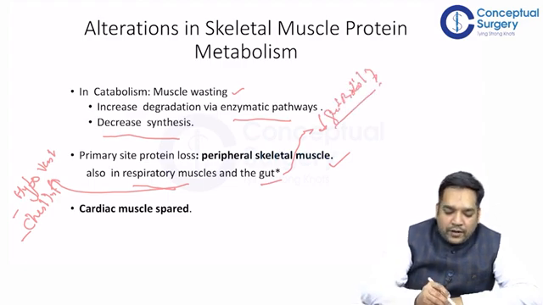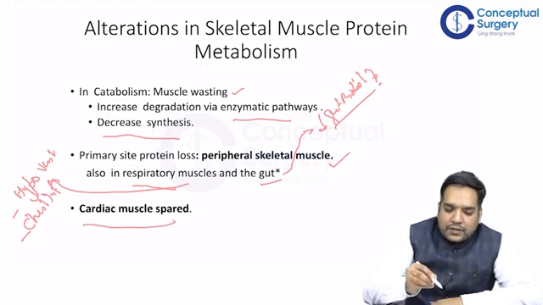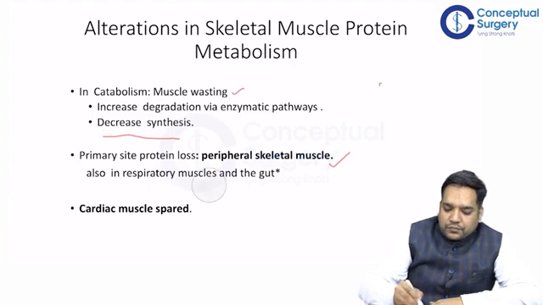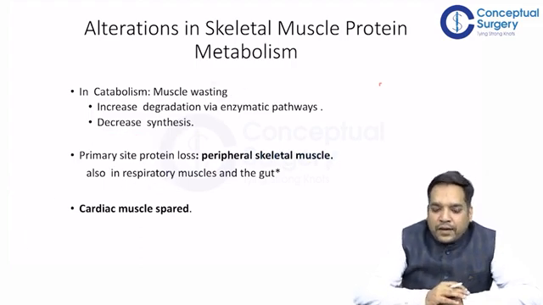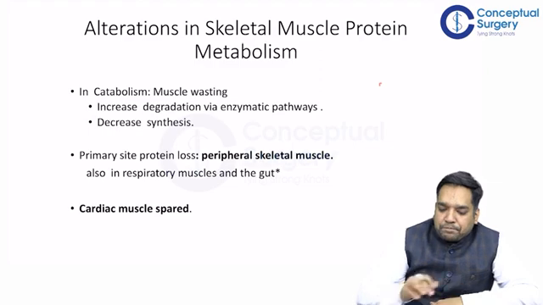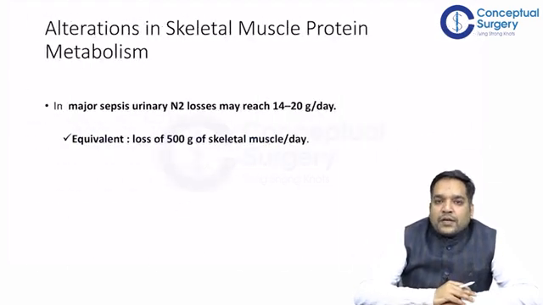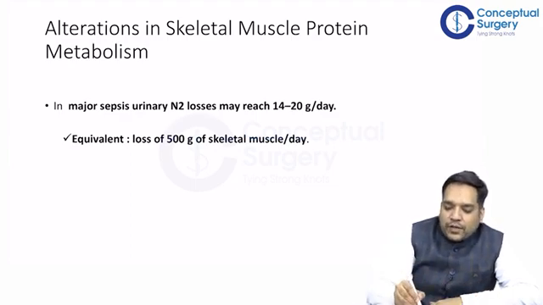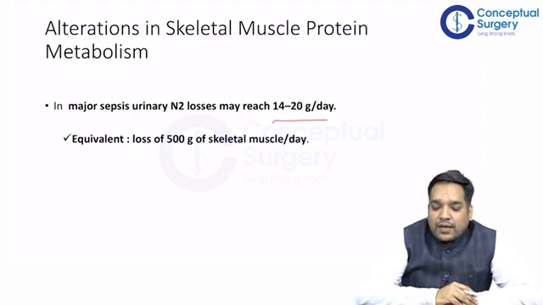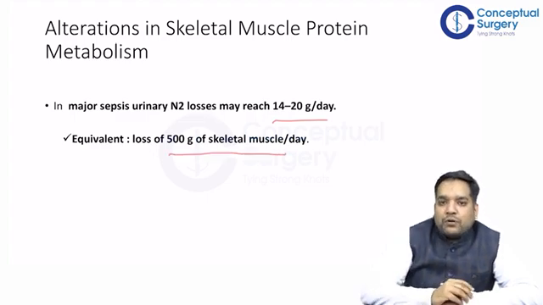Right? So remember this point, and most important, cardiac muscle is spared. Cardiac muscles are not impacted by the catabolic muscle wasting. So moving on, it is seen that in major sepsis, the urinary nitrogen losses may reach up to 14 to 20 gram per day, which is quite a high amount. And this 14 to 20 gram per day loss of nitrogen is equal to the loss of 500 gram of skeletal muscle per day. So this is a huge amount, right?